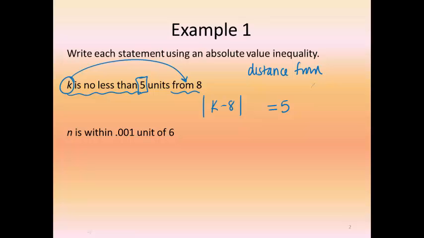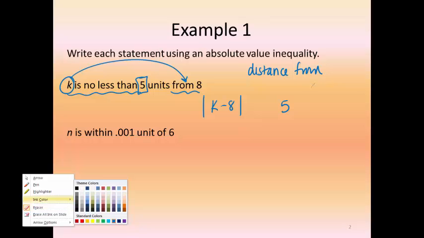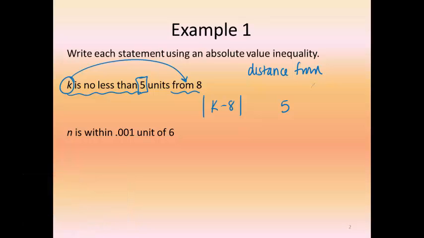Now, I am going to go back here and modify that. I actually don't want an equal sign because it says it's no less than. Well, if I want to be no less than, that means that that's my minimum and I want to be actually possibly further away. So that would be no less than 5. That's greater than. That's strange that no less than means more. No less than means more. So I have K minus 8 in the absolute value is greater than or equal to 5. The distance away is greater than 5.